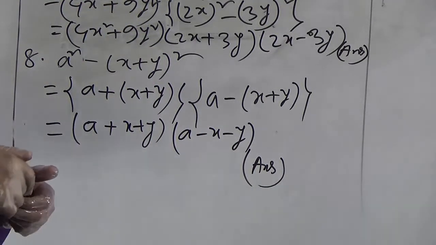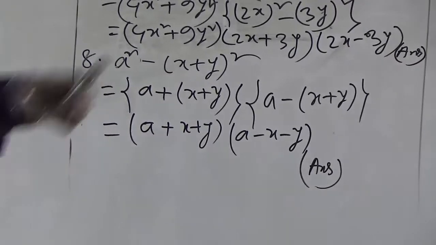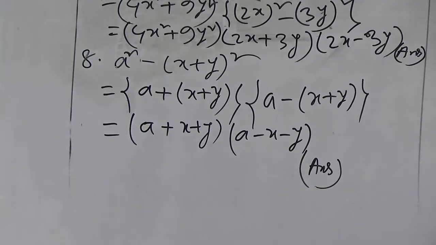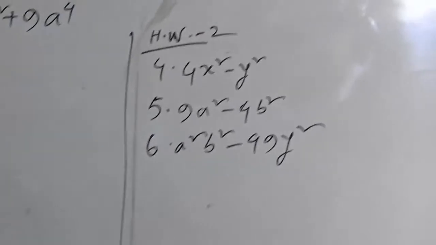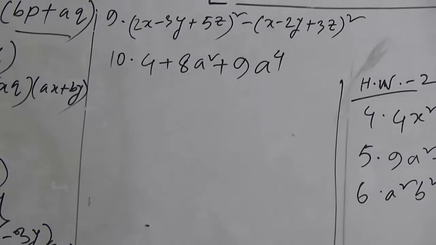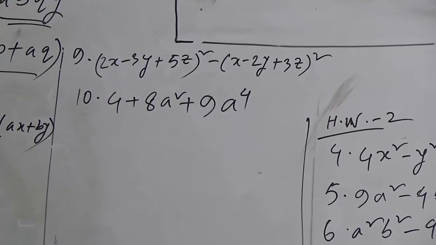Just a simple question. Now I will solve question 9. Question 9 is 2x minus 3y plus 5z.